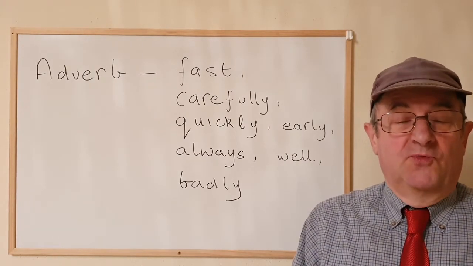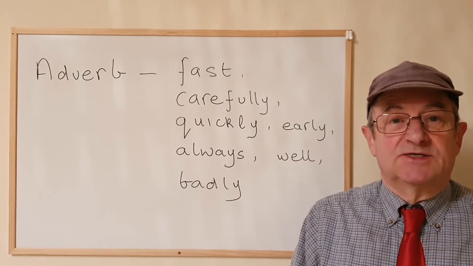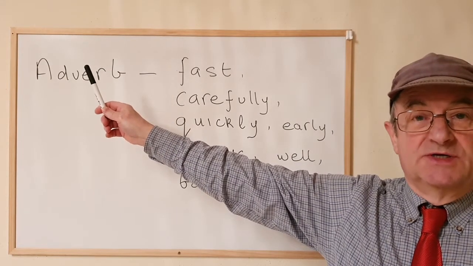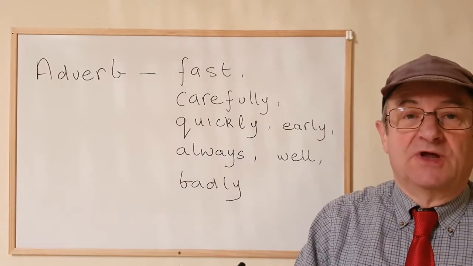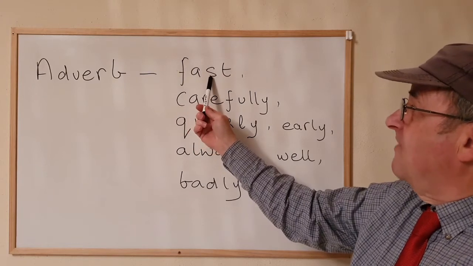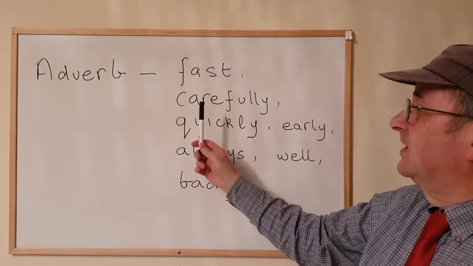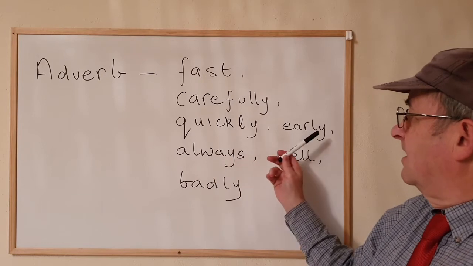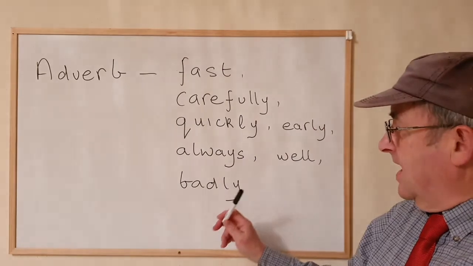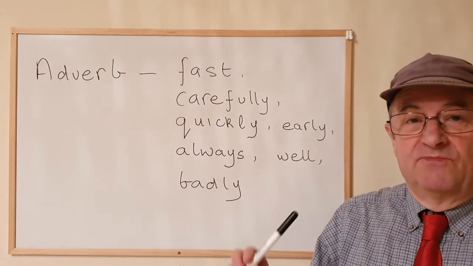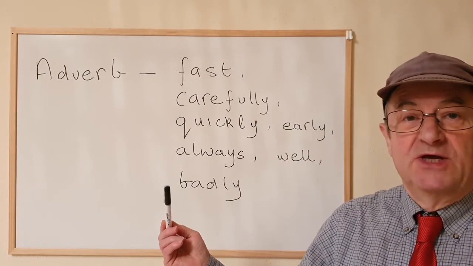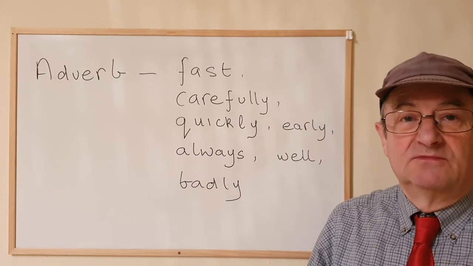The fourth group in the major word classes is the adverb. An adverb is a word that gives you more information about a verb. Examples are fast, carefully, quickly, early, always, well, and badly. These words combine with verbs to give you more information about the verb.